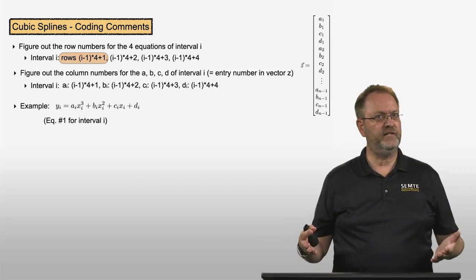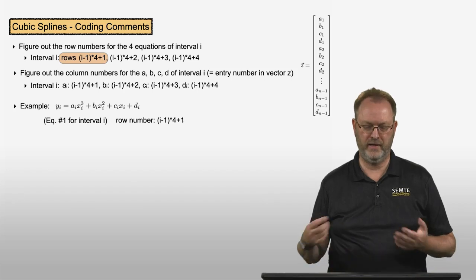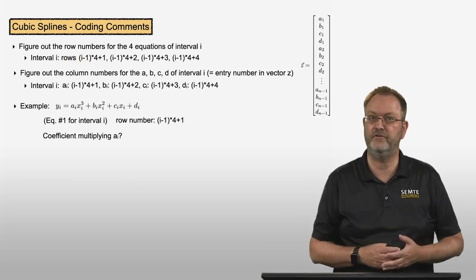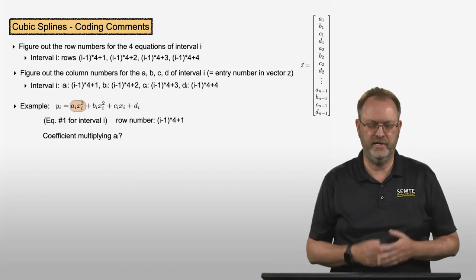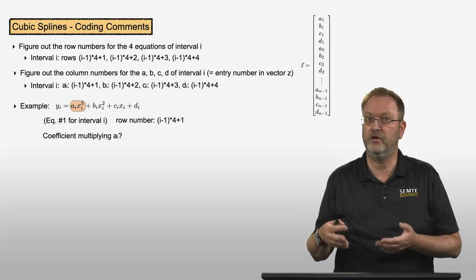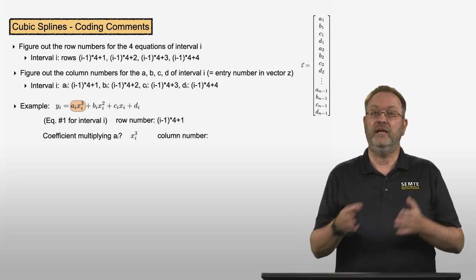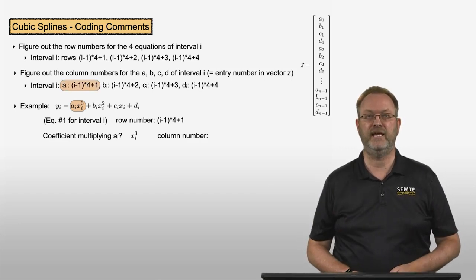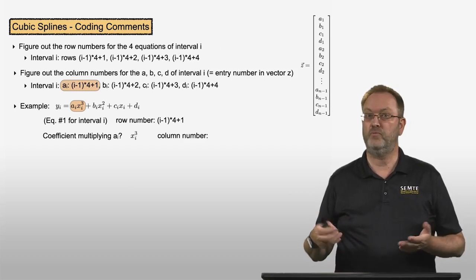It's the first equation for interval I, so that will go into the row number (I minus 1) times 4 plus 1. Now, what is the coefficient that has to go into the matrix that multiplies the unknown ai? Well, we just look in the equation. The thing that multiplies ai is the data value xi cubed. So that multiplies ai, so that has to be the entry into the matrix in row number (I minus 1) times 4 plus 1. But what is the column number of this ai? Well, we defined the column numbers for ai before. That's (I minus 1) times 4 plus 1.